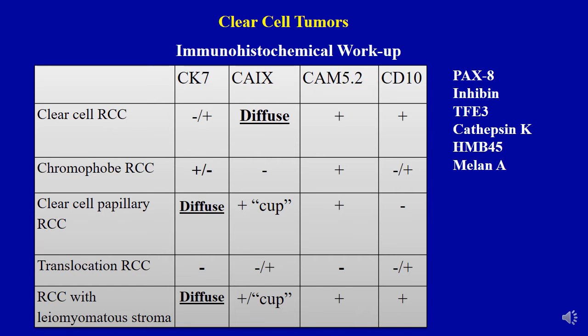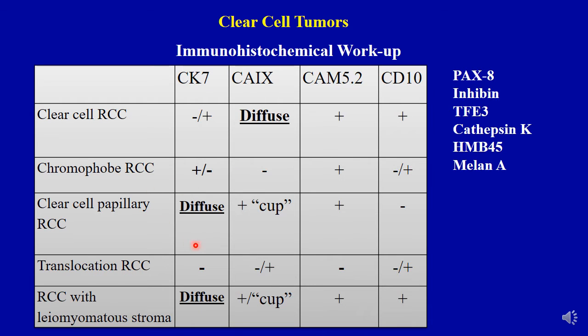So here is the immunohistochemical panel that I typically use. I don't like to use too many markers. If some of my differential includes a much broader spectrum, then you can include additional markers: PAX8, inhibin, TFE3, cathepsin K, HMB45, and melan-A. So we have talked about the utility of CK7, which in my opinion is perhaps the most important marker that you should consider when you are dealing with close differential diagnosis within this spectrum of tumors.